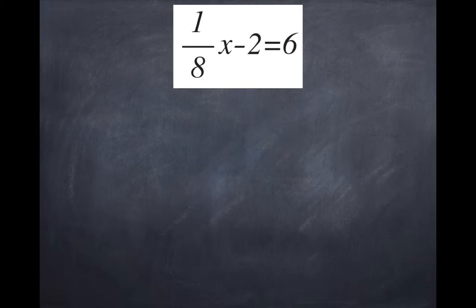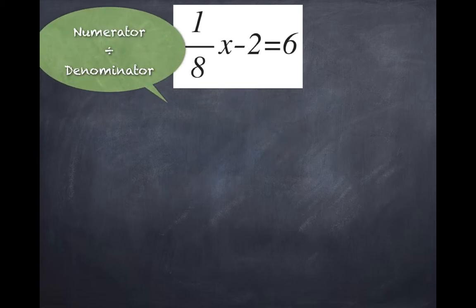Remember, your inverse operations are: if they give you subtract, we're going to add. If they give you multiply, we're going to divide. These equations are a little different than yesterday's because they have fractions and decimals in the problems. If you're given a fraction, just like in Unit 2, we're going to change that fraction to a decimal so we can use our calculator to do the calculations. So remember, this is going to be numerator divided by denominator. So we're going to do 1 divided by 8, which many of you have memorized as 0.125x minus 2 equals 6. So now we can use our calculator to start solving and finding the value for x.